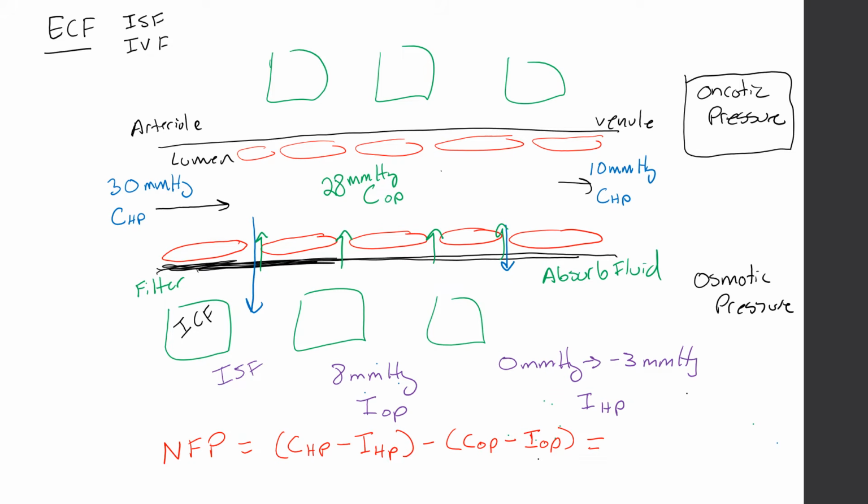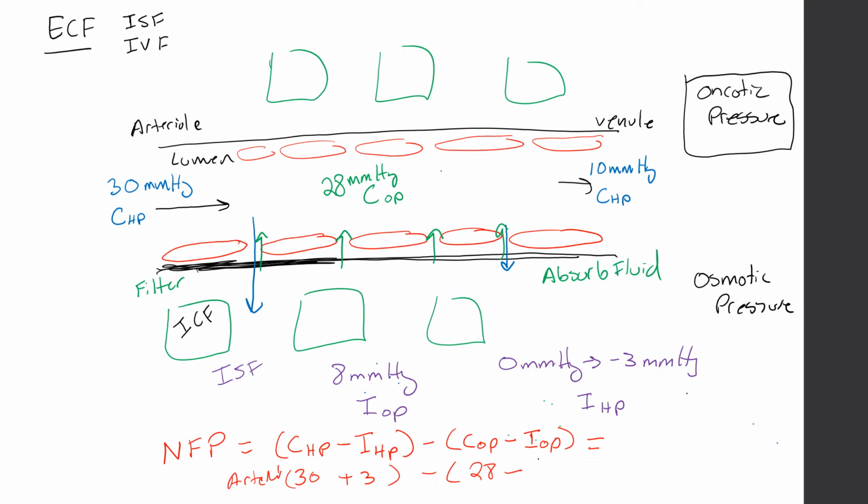So for instance, our capillary hydrostatic pressure here is 30 millimeters of mercury, minus the interstitial hydrostatic pressure, which we'll go with -3 since many of the interstitial fluids are roughly negative. So minus -3 is actually +3, right? And you take the capillary oncotic pressure, which is 28. And by the way, the hydrostatic pressure I'm using is from the arterial side. So right now I'm calculating the net filtration pressure on the arterial side of the capillary.